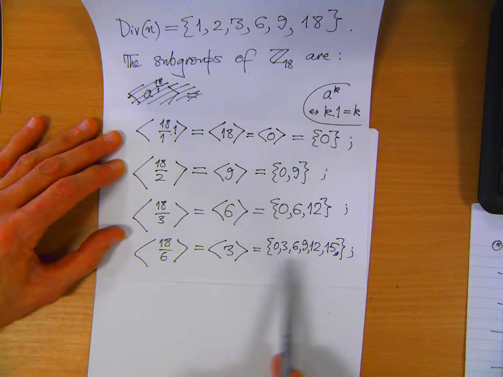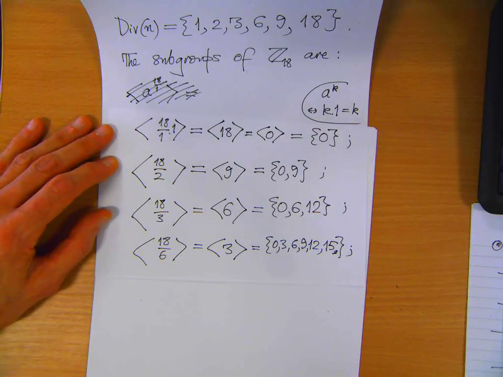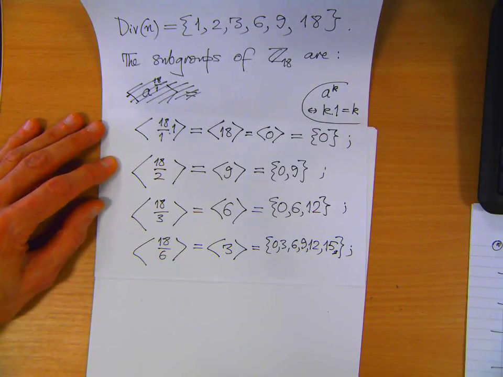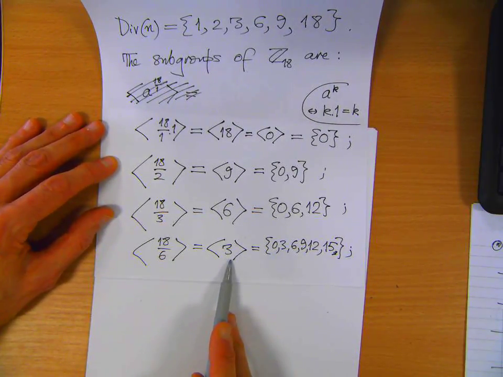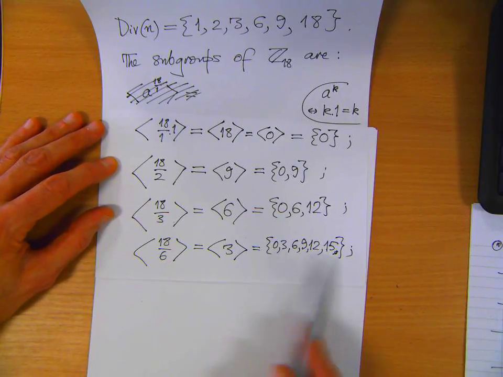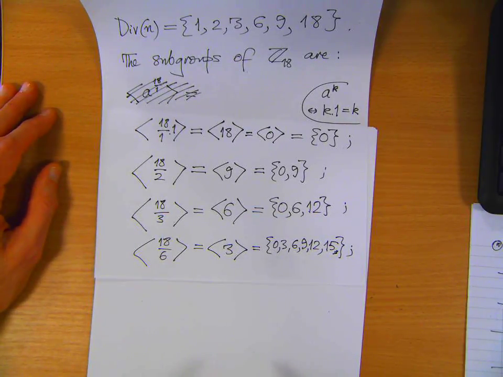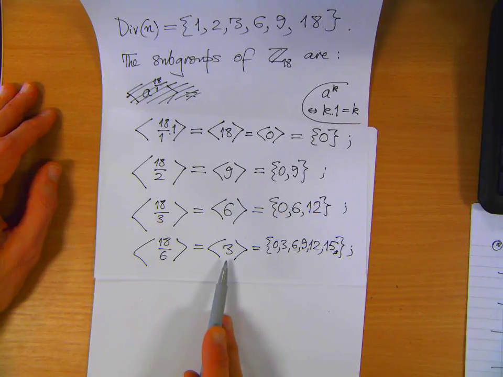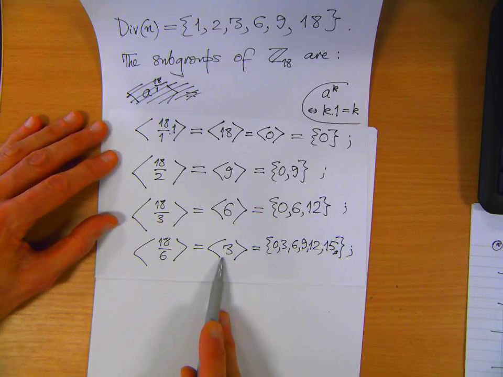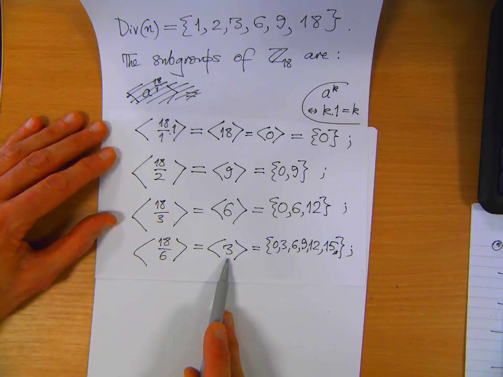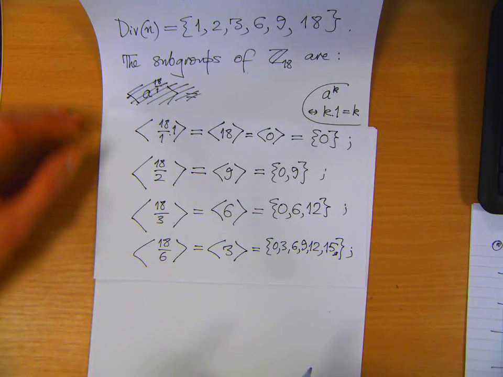So this is a cyclic subgroup of order 6. It's isomorphic to integers modulo 6. And 3 is one of the generators. 15 is another generator. You can see if there are even more generators. But 3 is the generator we've picked because that's actually a divisor of 18. None of the other generators are divisors of 18.